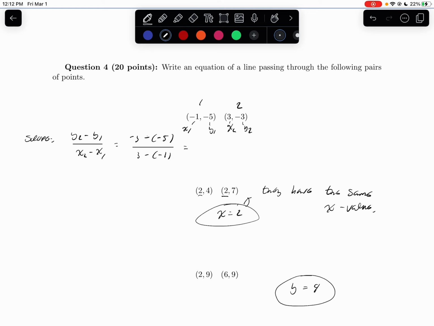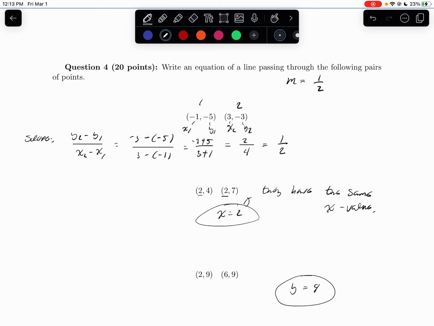So we have negative 3 minus negative 5. That's going to give us 3 plus 5 over 3 minus negative 1, which is 3 plus 1. So this is negative 3 plus 5. Negative 3 plus 5 gives us 2. And 3 plus 1 gives us 4. 2 over 4 is 1/2. Okay. So that means that our slope, m, is equal to 1/2.